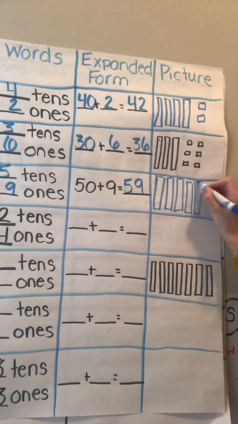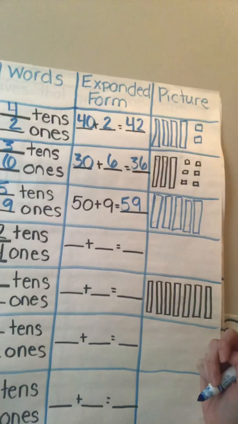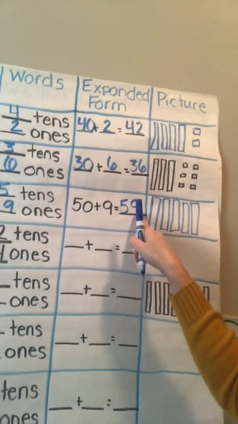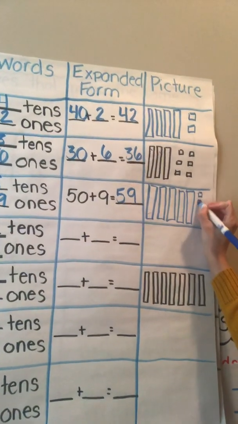Ooh, I'm running out of space. And how many ones? Right, we need to do the 9 now. No, 9 ones.